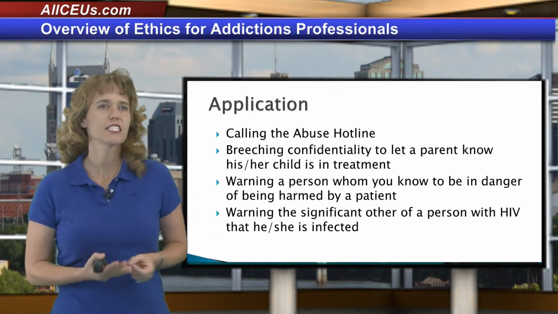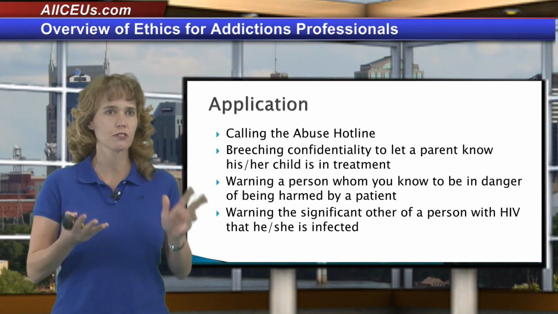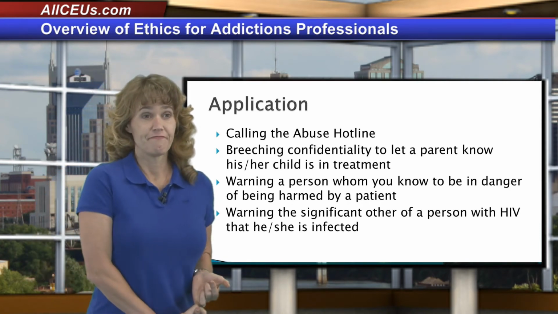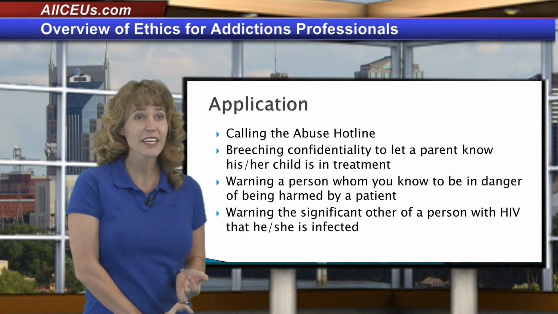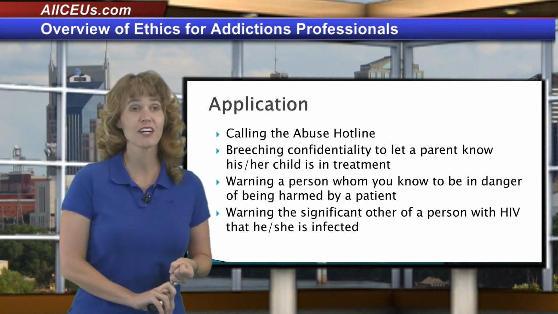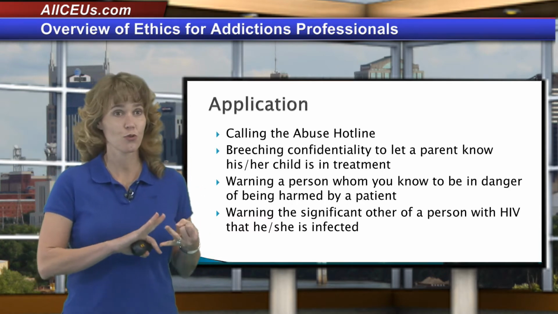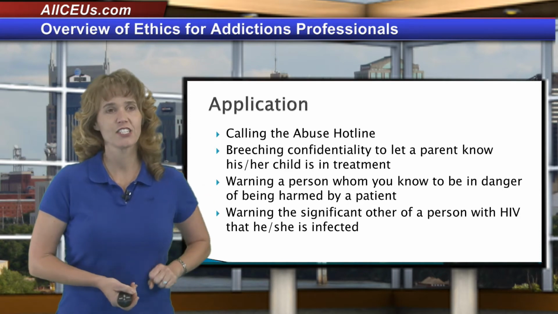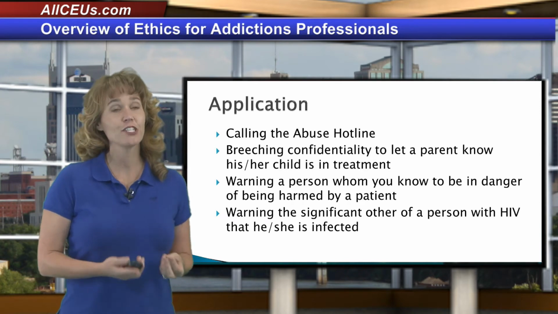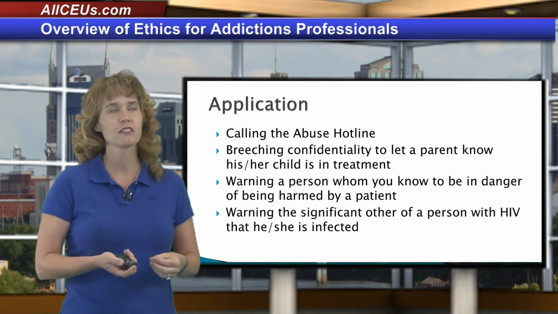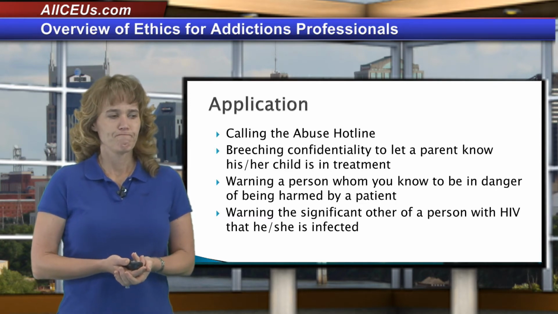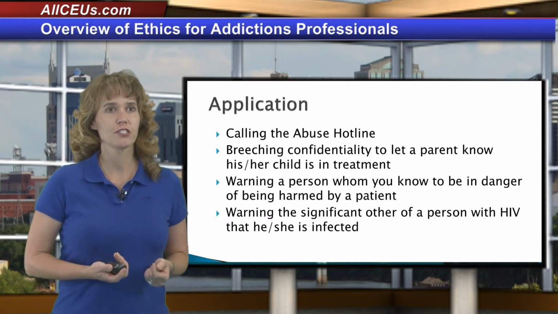So let's talk about ethical decision making with regard to certain scenarios. Calling the abuse hotline. It sucks. I hate doing it, but we have to. Unfortunately, I don't know a counselor out there that's in practice in agencies or independently who hasn't had to call the abuse hotline at least once. So the question is, how do you do it in a way that most closely matches your ethical promise to your clients to do no harm?